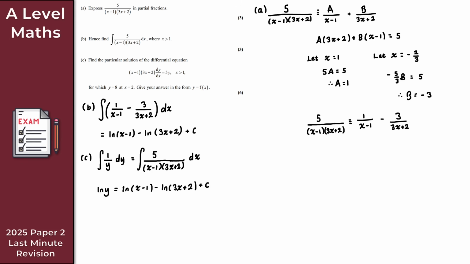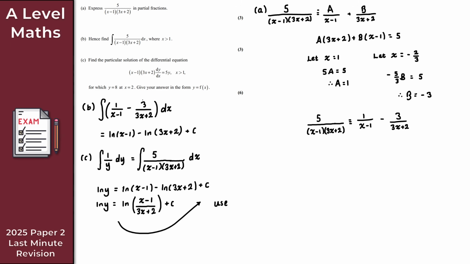Express this difference here of logs as a single logarithm. Okay. So I've got ln y is equal to ln of, so we get x minus 1 all over 3x plus 2 plus c. Okay. And at this point here, what I'm going to do then, I kind of meant to go a little bit further up, but it doesn't matter too much.